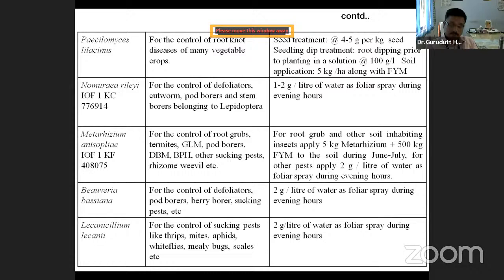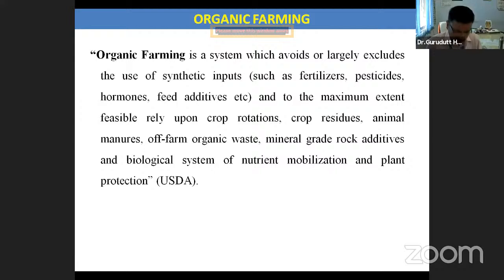Just to touch upon organic farming, as Dr. Raja was telling, organic farming is the talk of the town, talk of the state, talk of the world, and even Arunachal is practicing organic farming by default. Okay, see, it's a system which avoids or largely excludes the use of synthetic inputs and, to the maximum extent feasible, relies upon crop rotations, crop residues, animal manures, off-farm organic waste, mineral grade rock additives and biological systems of nutrient mobilization and plant protection. This is one of the standard quotes by USDA.